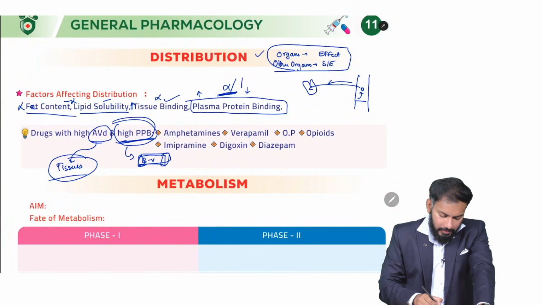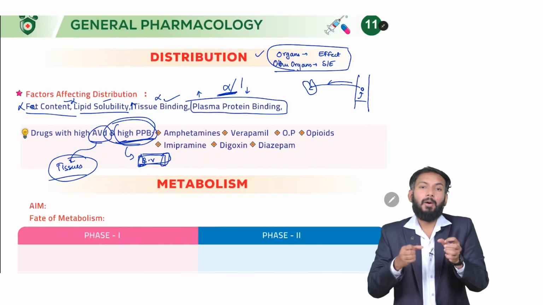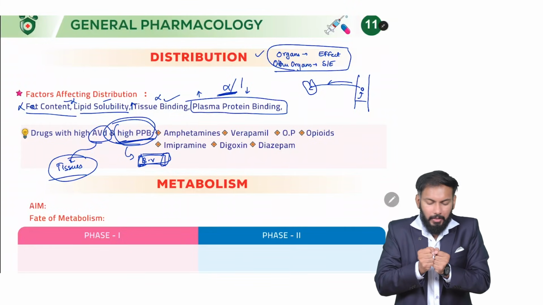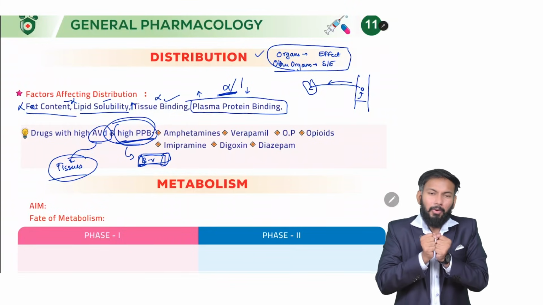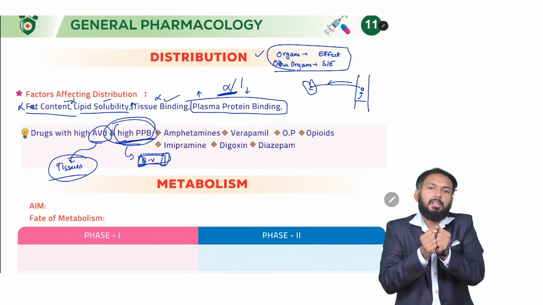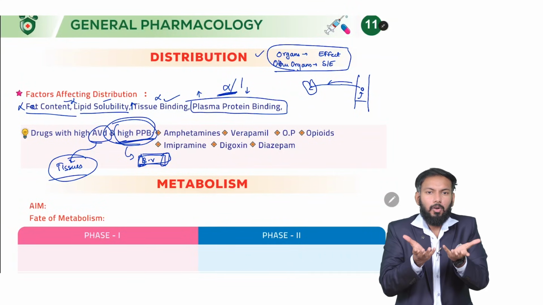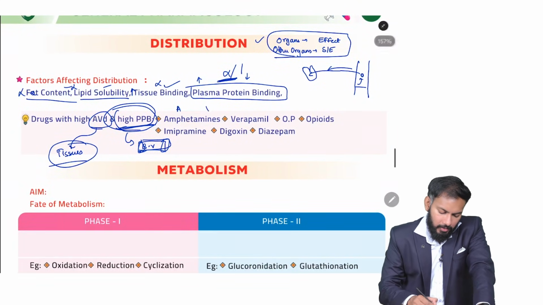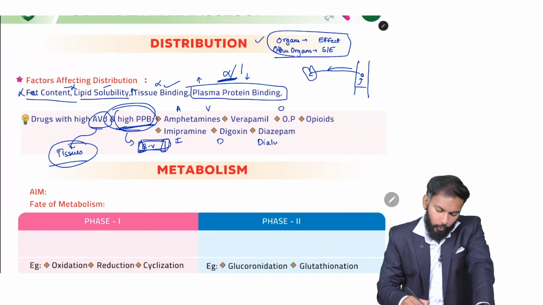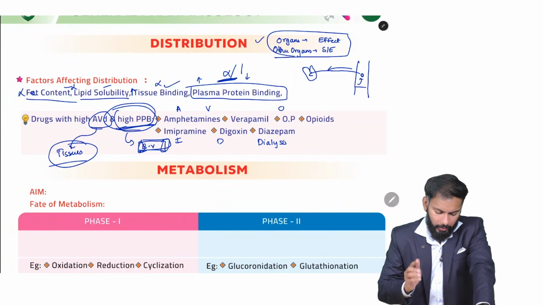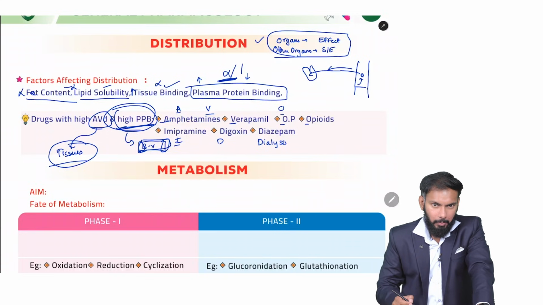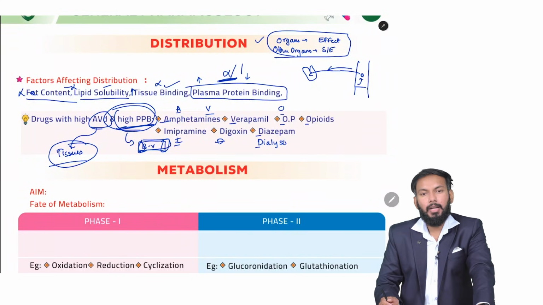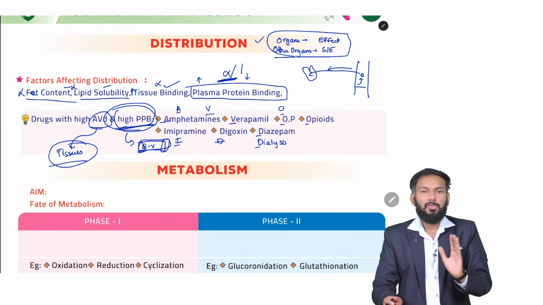Okay. If the drug has high plasma protein binding, the drug is bound to the plasma protein. Now, can it be filtered into the dialysis machine? No, it will stay along with the protein. So, the drug cannot be filtered. Did you understand this much? That is why you cannot do dialysis in these drugs. So, you avoid dialysis. That is the mnemonic itself. A for A, amphetamines, V, verapamil, O, opioids, I is imipramine, D for digoxin and D for diazepam. These are the drugs where you avoid dialysis.